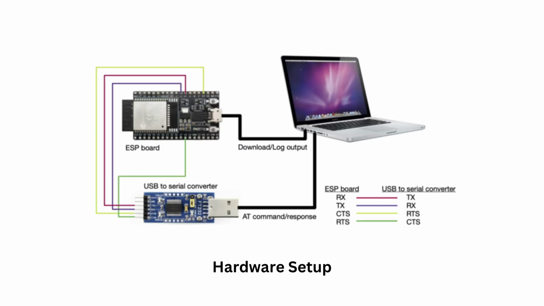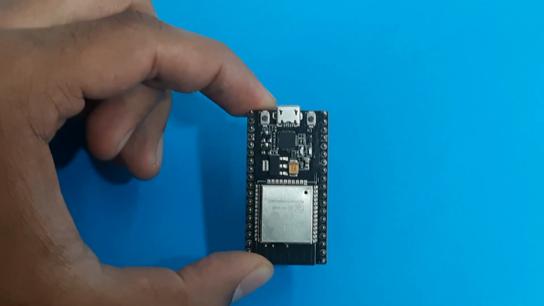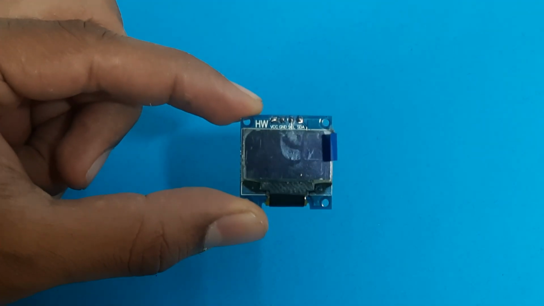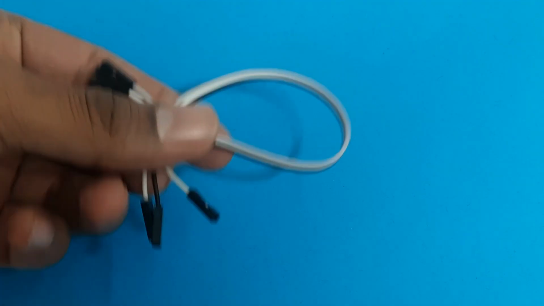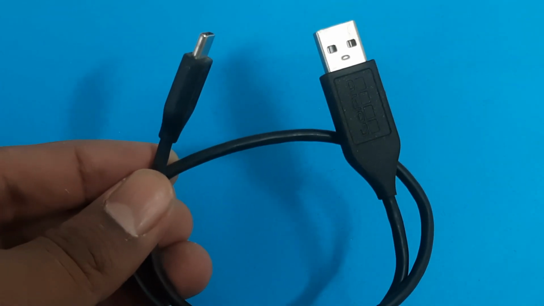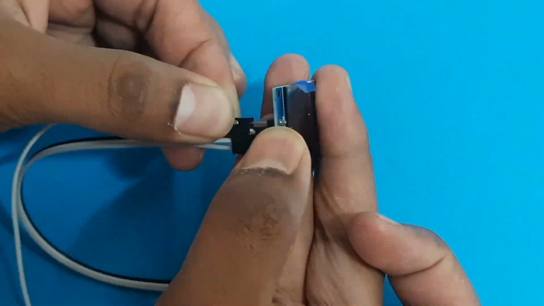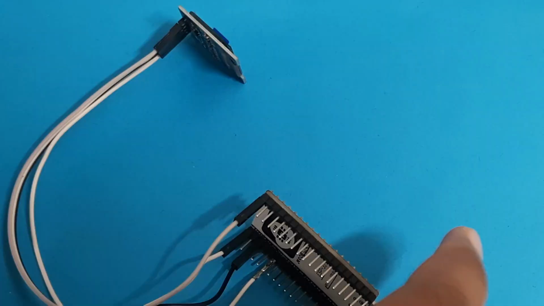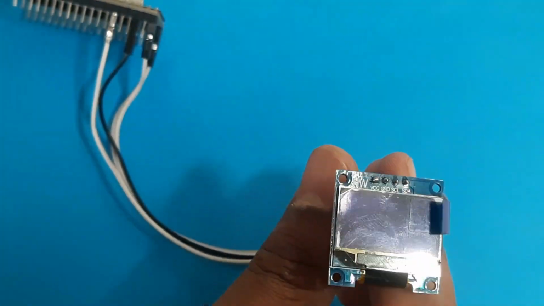Let's get started with the hardware setup. For this project, we will need ESP32 board, a 0.96-inch OLED display, or you can also use 1.3-inch OLED display, a few jumper wires, a micro USB cable. I will quickly show you how to connect everything together, and you can find the full wiring diagram in the video description.